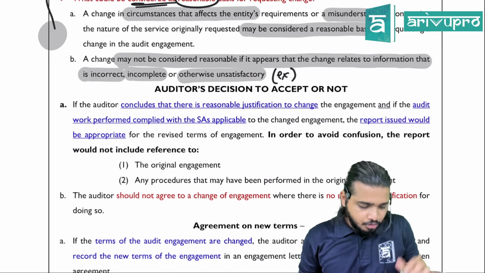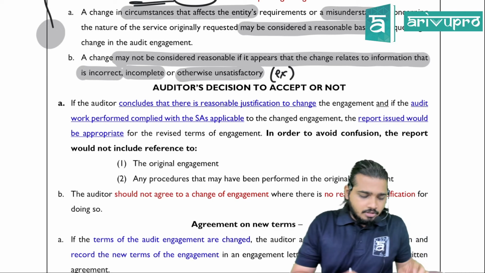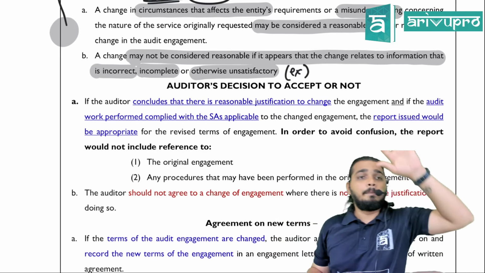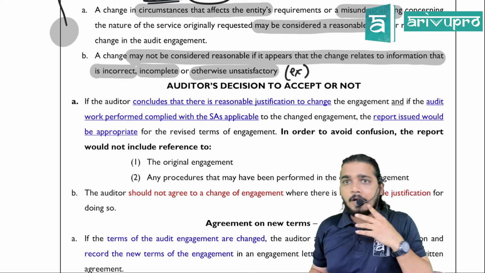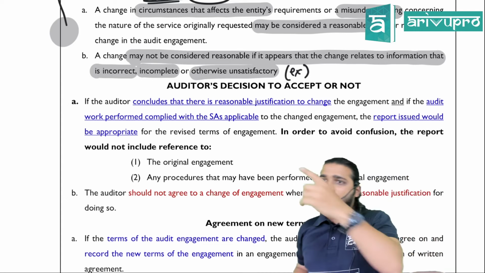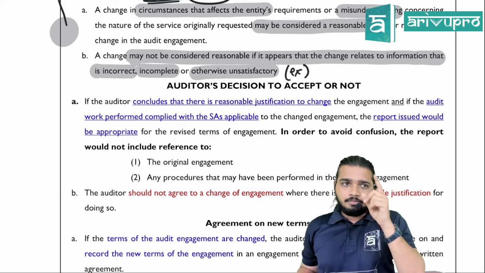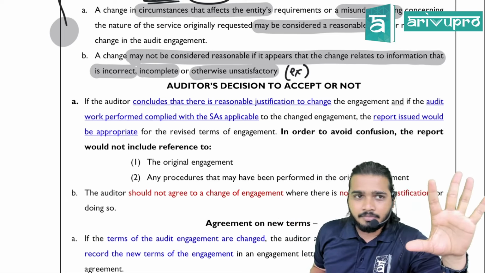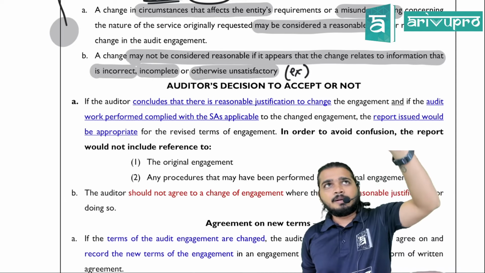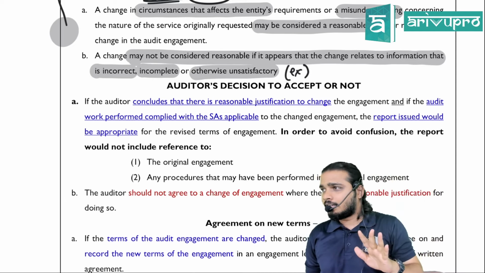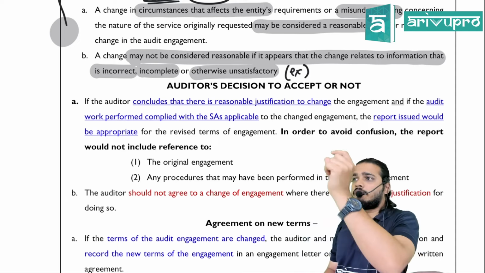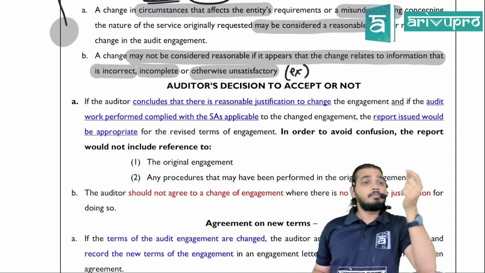Now, should we accept or not? The auditor's decision to accept or not. Now, if you read this, this is bare standard language, like how we have bare act, right? This is standard language. Clear? If you read the standard, there are no pointers. One by one, content is there. Clear? So, how we have to read is, we have to get an understanding of each and every point, and then we have to mind map it.